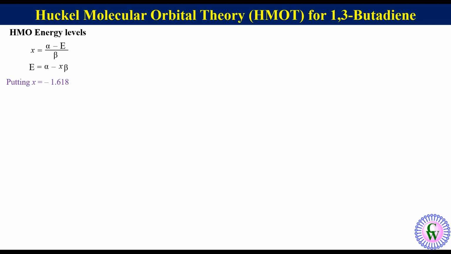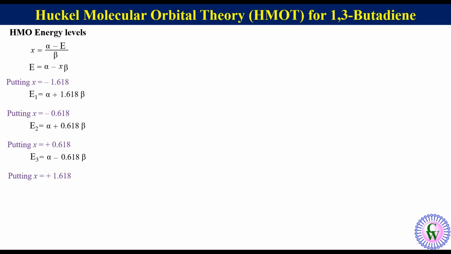Putting x is equal to minus 1.618 will give E1 is equal to alpha plus 1.618 beta. Putting x is equal to minus 0.618 will give E2 is equal to alpha plus 0.618 beta. Putting x is equal to plus 0.618 will give E3 is equal to alpha minus 0.618 beta, and putting x is equal to plus 1.618 will give E4 is equal to alpha minus 1.618 beta.